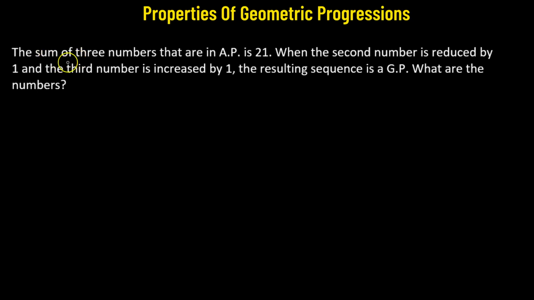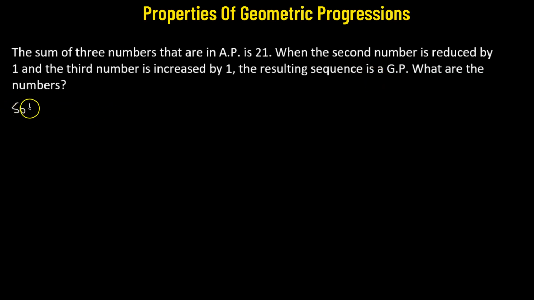In this problem, we are given that the sum of three numbers is 21 and these three numbers are in arithmetic progression. Also, there's a condition given here that whenever the second number is reduced by 1 and the third number is increased by 1, the resulting sequence is a geometric progression. So we need to obtain these three numbers.